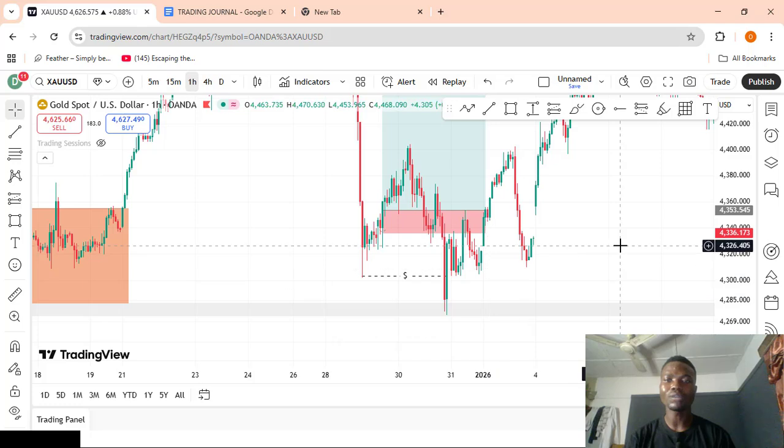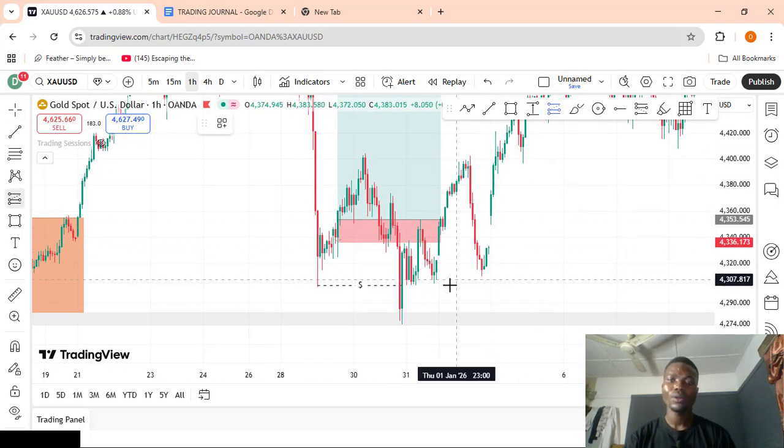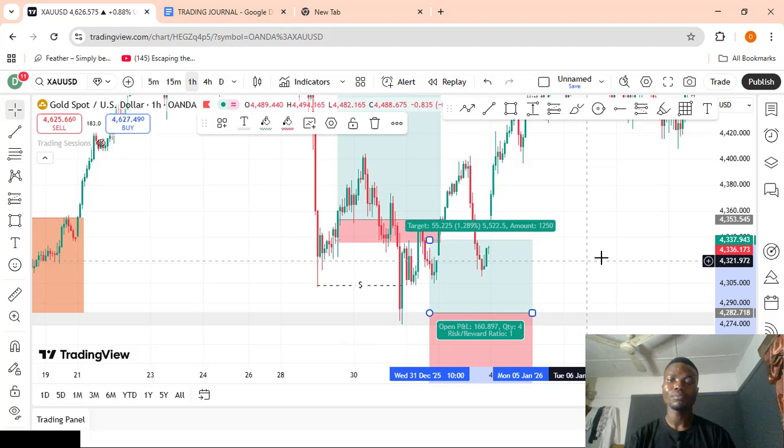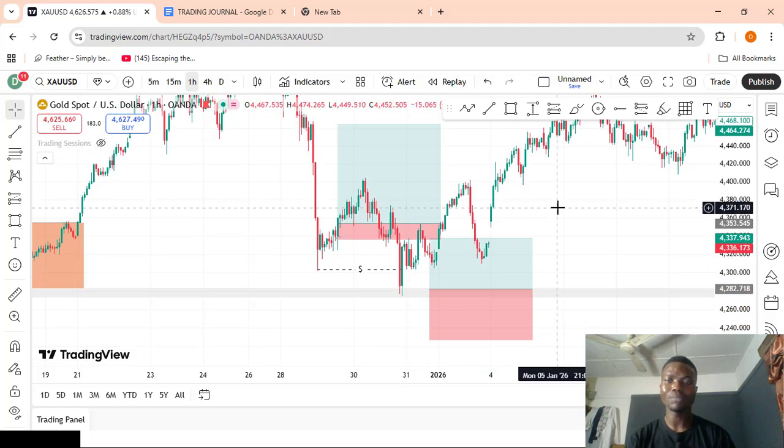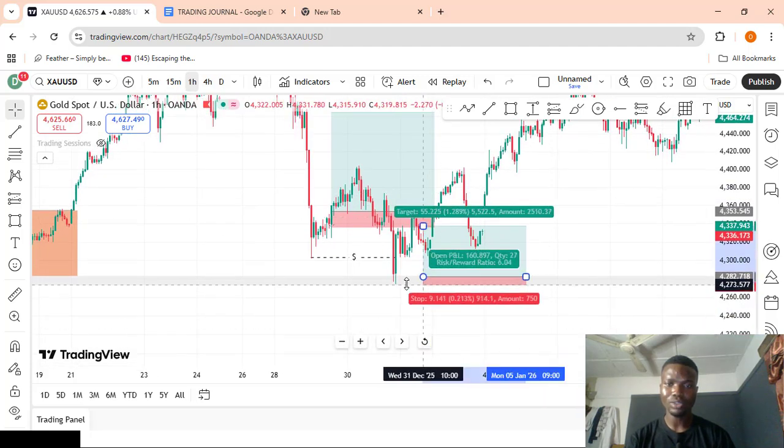This is where you can look out for your buy opportunity. This is the best place. Then you set your stop loss below here.